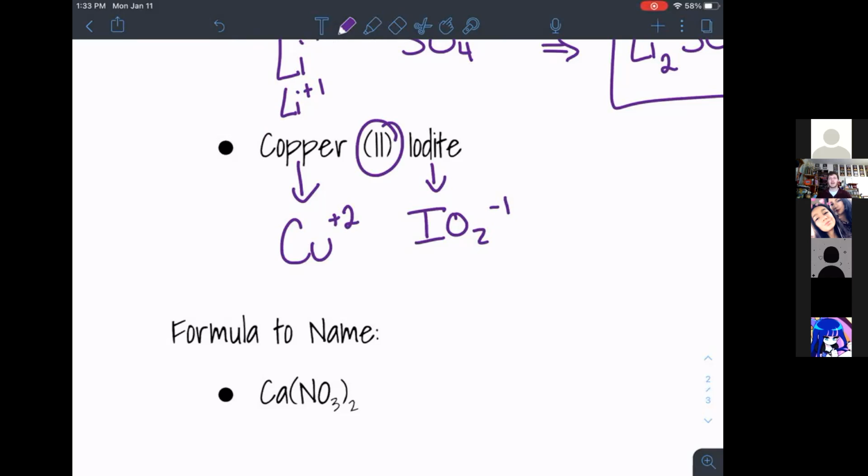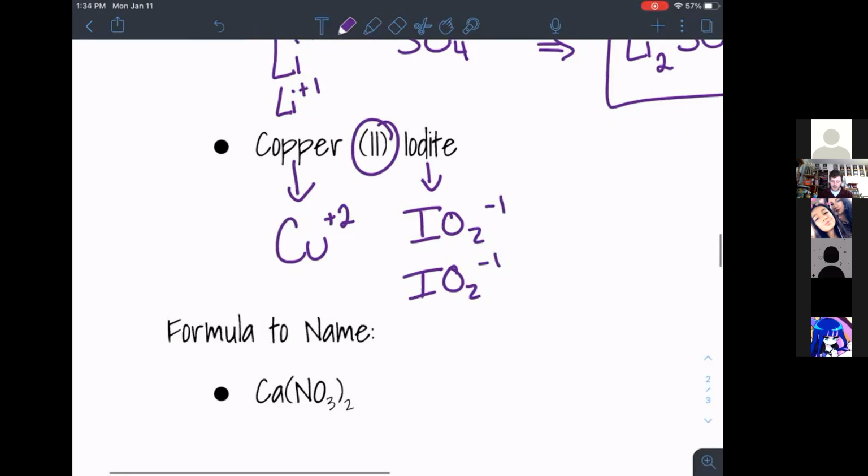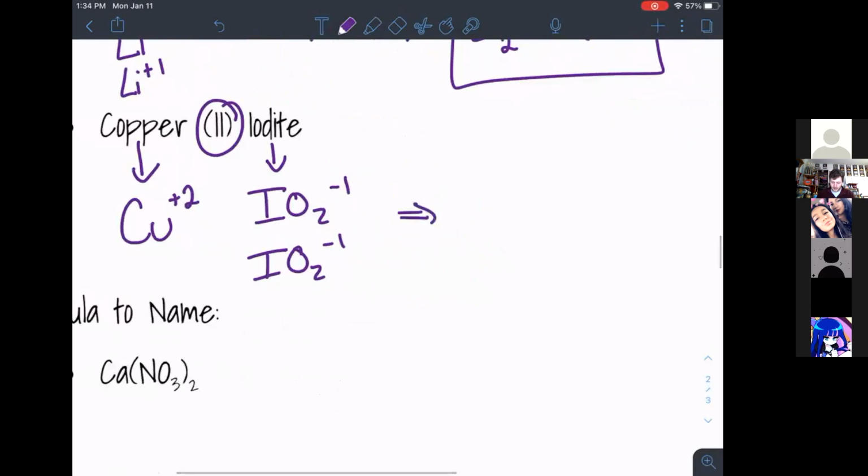Do my charges add up to 0? No. They do not. So how could I make them add up to 0? Adding another iodide. So I add another IO2 with a -1 charge. Now do my charges add up to 0? Yes. So now I write my formula.